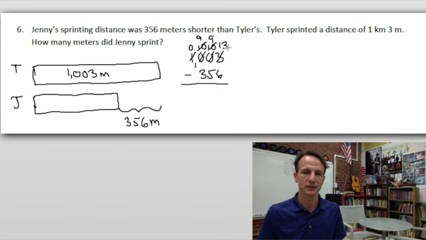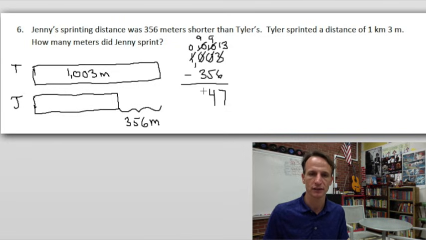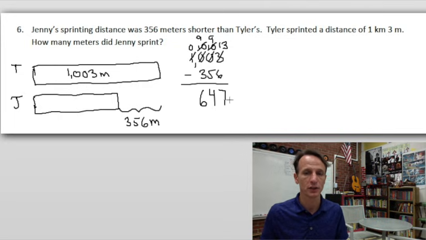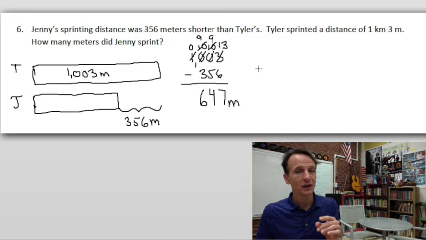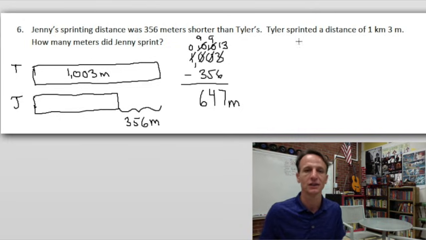So 13 minus 6 we can now do leaves 7. 9 minus 5, 4, good, and 9 minus 3 is 6. And this is what unit? Meters, okay? Now, can we convert that to kilometers and meters? No, we can't really. I mean, you could technically, but there's no need to here because we don't have 1,000 meters that would make a single kilometer. Okay, so it's just 647 meters.